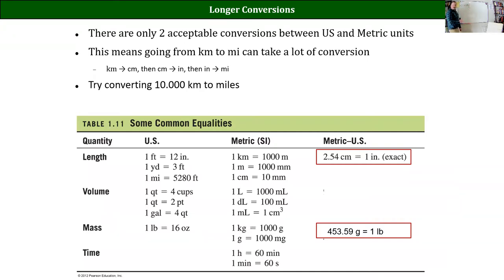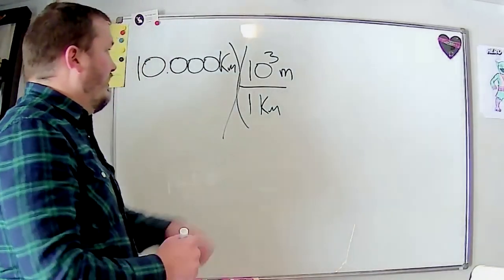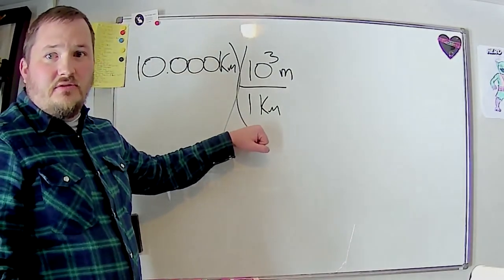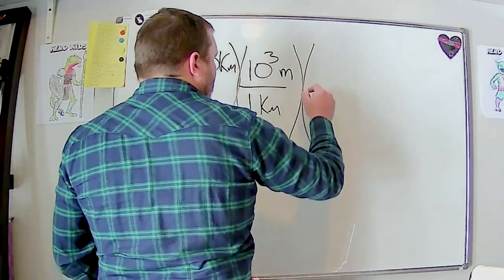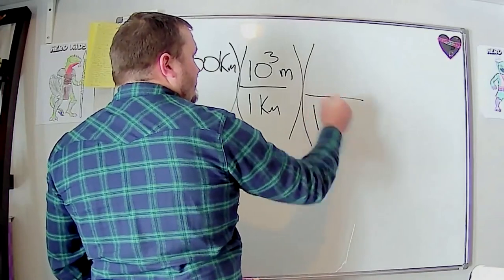We're trying to get to centimeters because we need to use that exact conversion. So 1 kilometer, 10 to the 3 meters. And let me zoom in again so you guys can read the whiteboard. All right, so kilometers to meters. Meters to centimeters.